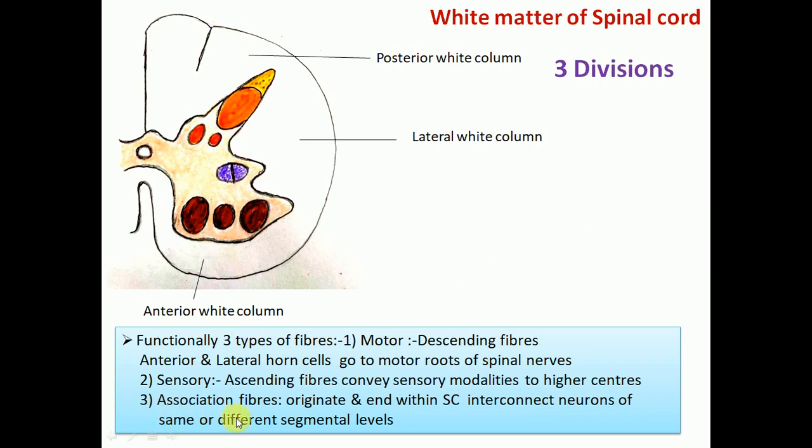Third type is association fiber. They originate and end within the spinal cord, and they interconnect the neurons of the same level or different segmental level. So this is about the white matter of the spinal cord.